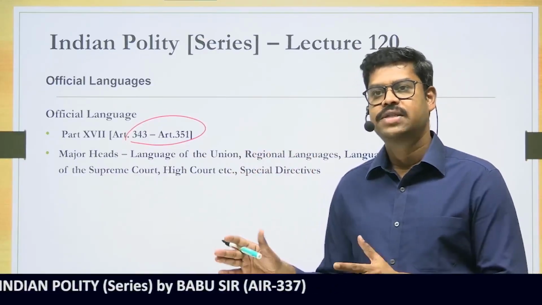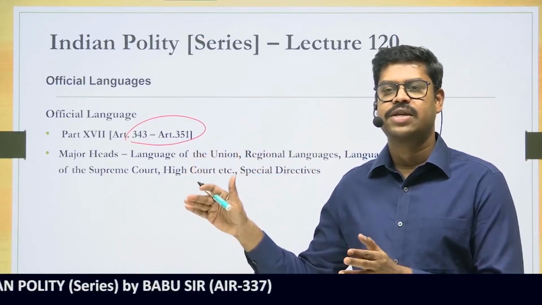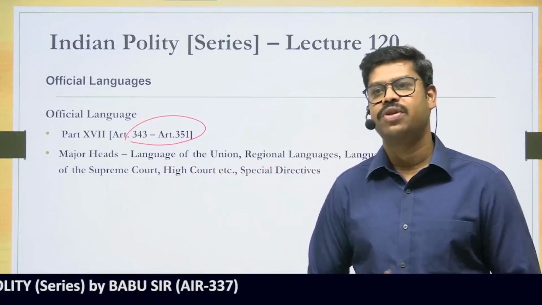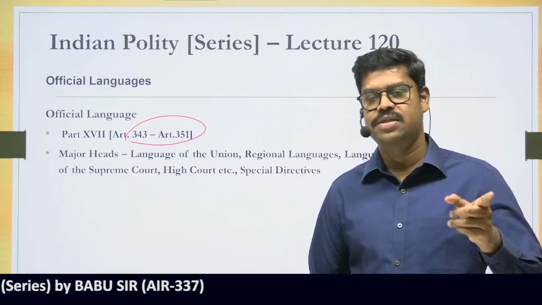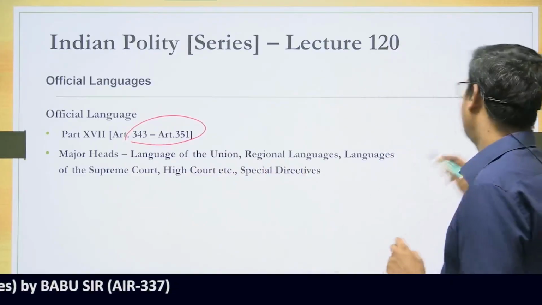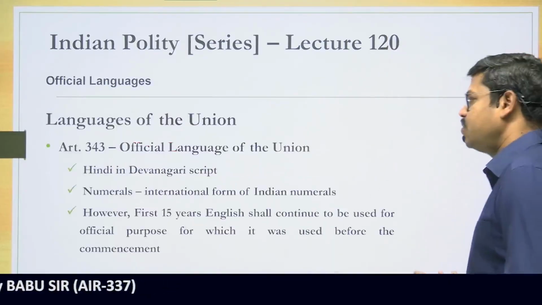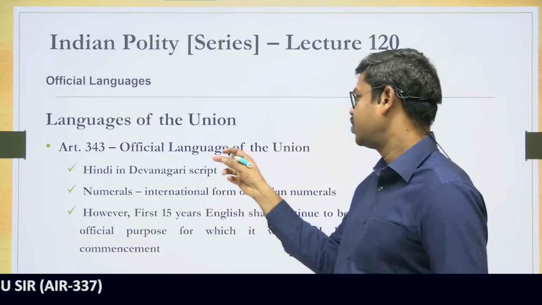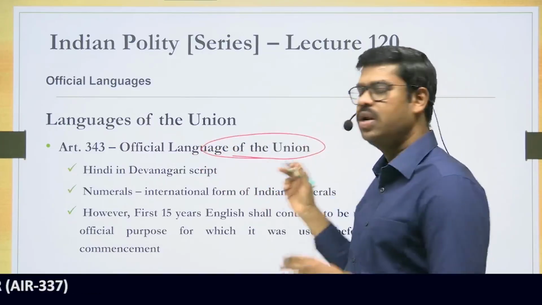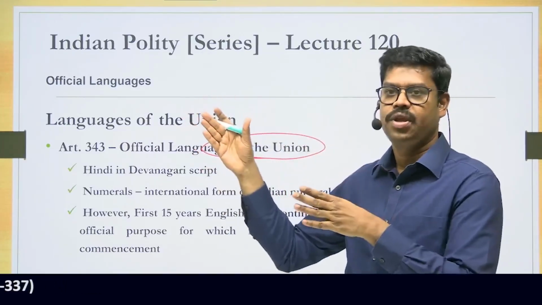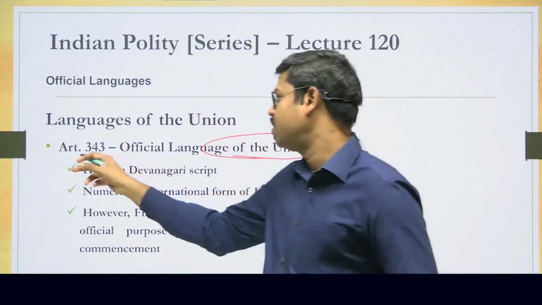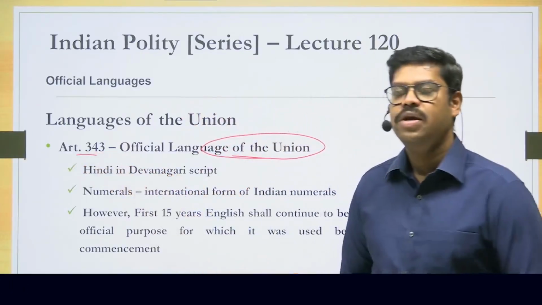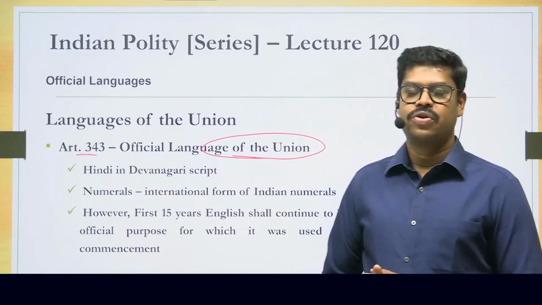So as I already said, we'll first try to understand what the official language to be used for the purpose of the Union is, then the states, then the Supreme Court and the High Courts. So what does the Constitution say when it comes to the official language of the Union? When I say official language of the Union, I mean the official language of the Centre, and that is given under Article 343 of the Constitution. So what does Article 343 say?